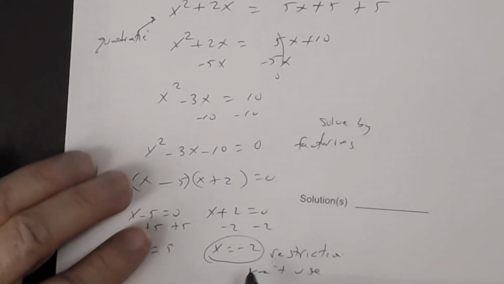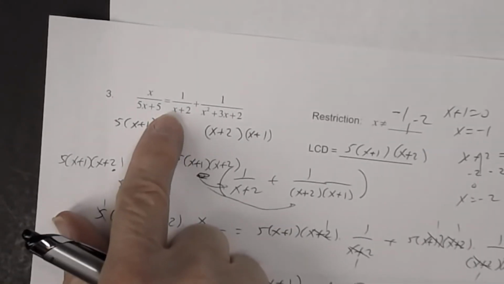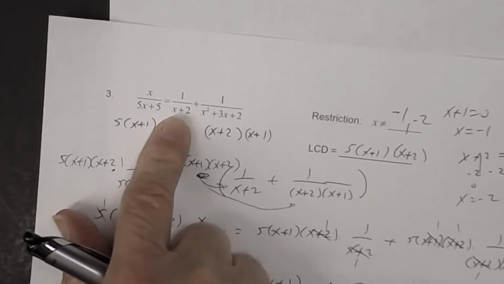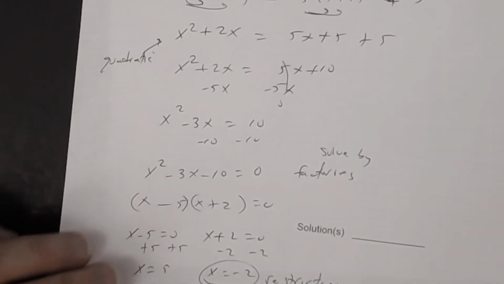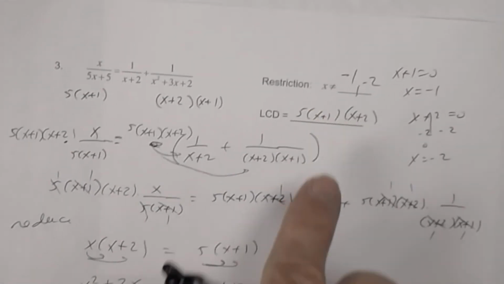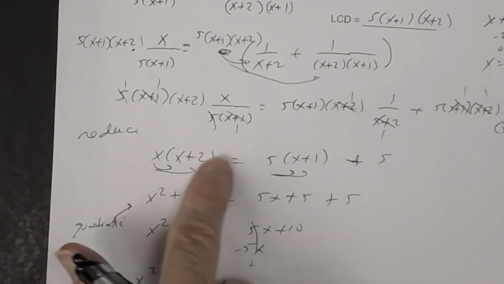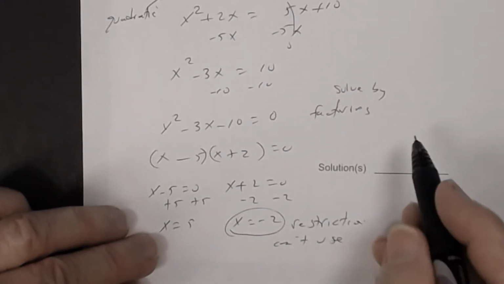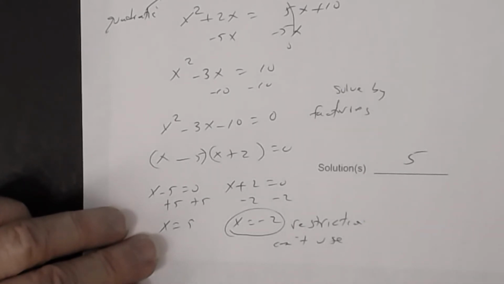The reason I can't use it, because remember, if I go here, what's negative 2 plus 2? That's 0. Can you divide by 0? No. All right, so that's a restriction. Is 5 a restriction? No. So that means if I did all this work correct, what that means is that 5 is the only solution. That's what that means. So let's check it.